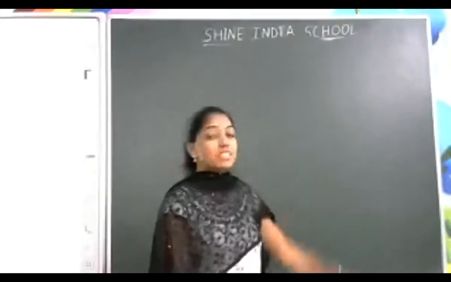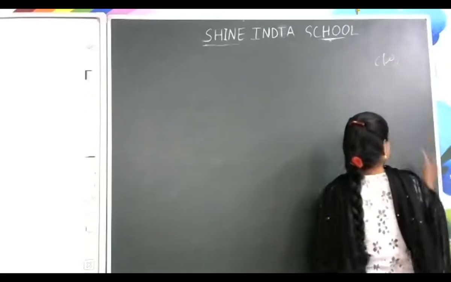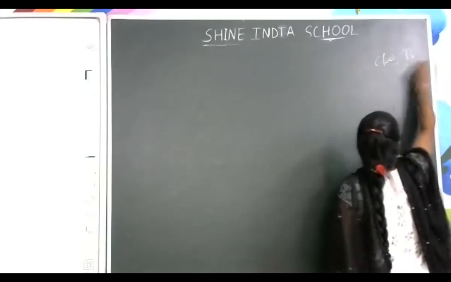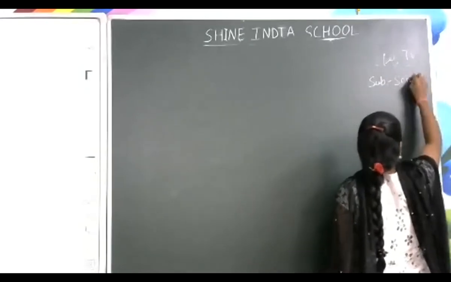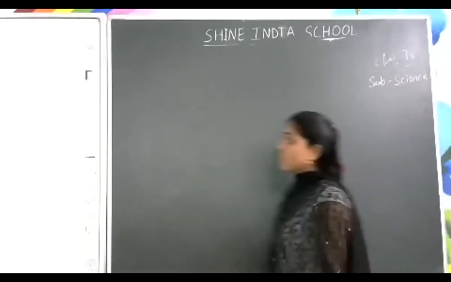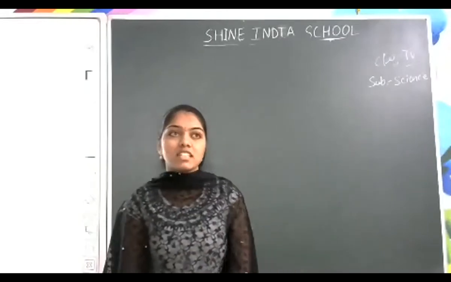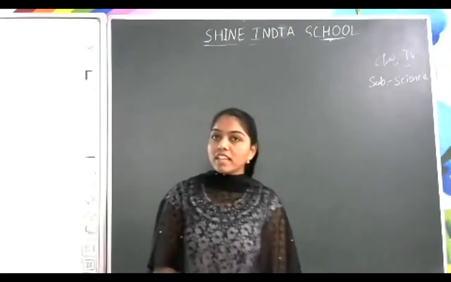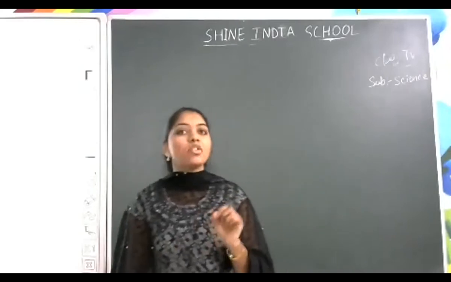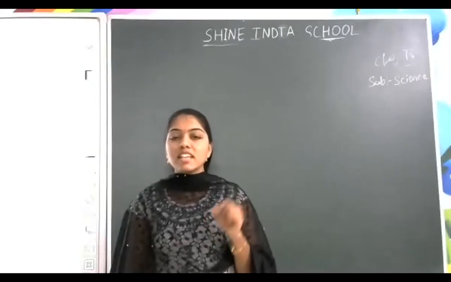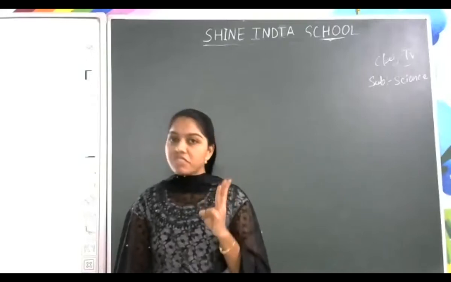And next, we are in the class of 4. And what is our subject? Science, right? Now, what did we discuss in the previous class? What did we learn in the 2 days of assignments? We are learning about the insects. Yesterday we learned about the 3 main different types of insects, right?